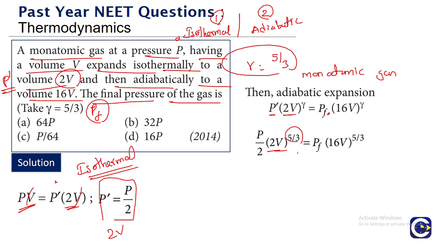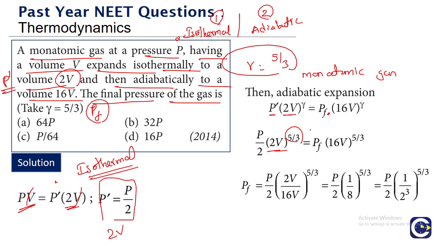Now we will bring the 16V whole power 5 by 3 to the other side, so that we have the P final. So P final will be P by 2, numerator 2V whole power 5 by 3, denominator 16V whole power 5 by 3. The power 5 by 3 is common for both 2V and 16V. Look at it, V is anyway cancelled, 2 ones are 2, 8 twos are 16. So P final will be P by 2 into 1 by 8 whole power 5 by 3.